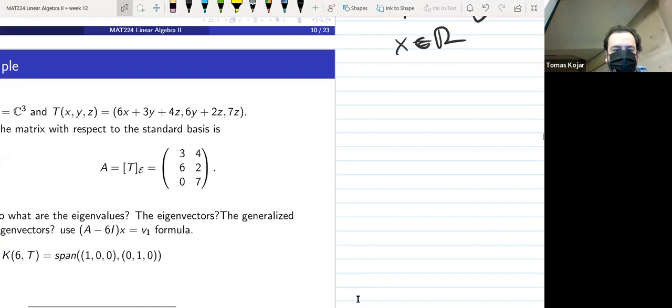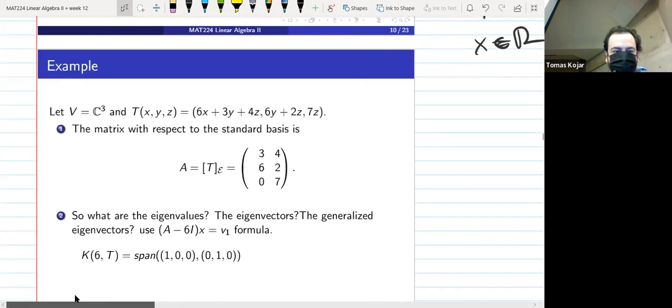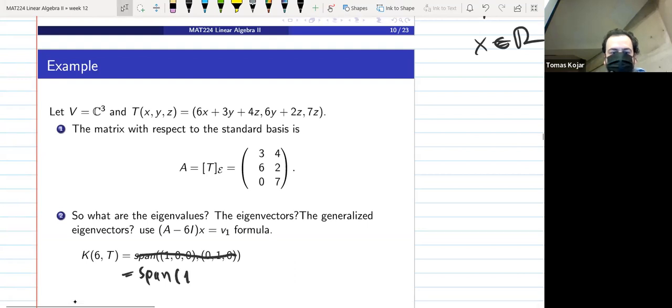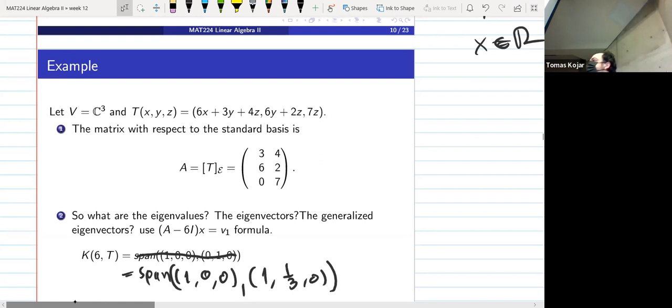Oh, we wrote it like this. Well, I know it's the same object, but I shouldn't have written this. So it's the span of, I don't know, like this. I'm sorry. So they have the same span. So it's 1, 0, 0, and then it's 1, 1/3, 0. But they're basically the same span because you can kill off the first one. All right, so that's how you do it. When they ask you to find the generalized eigenvectors, that's how you build it up. Okay, is that okay? That's all there is to it.